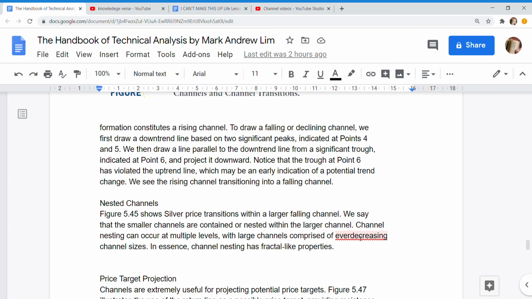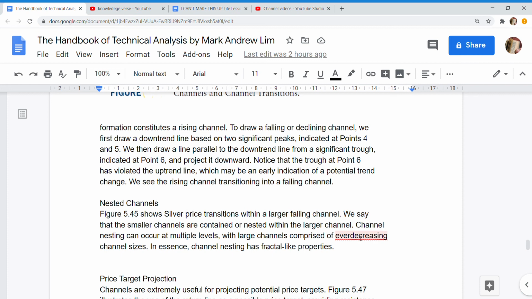We say that the smaller channels are contained or nested within the larger channel. Channel nesting can occur at multiple levels, with large channels comprised of ever decreasing channel sizes. In essence, channel nesting has fractal-like properties.